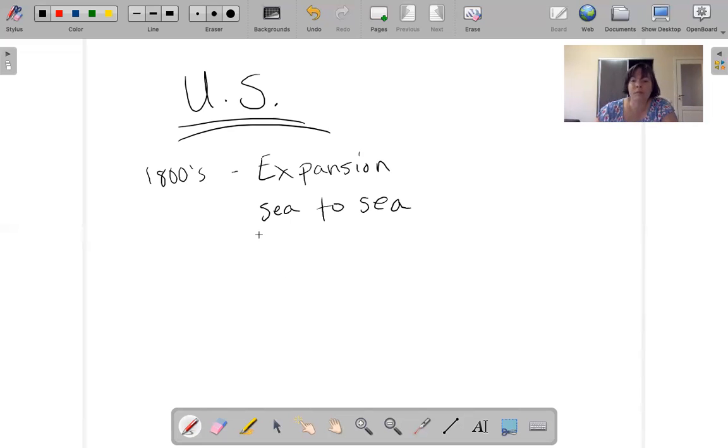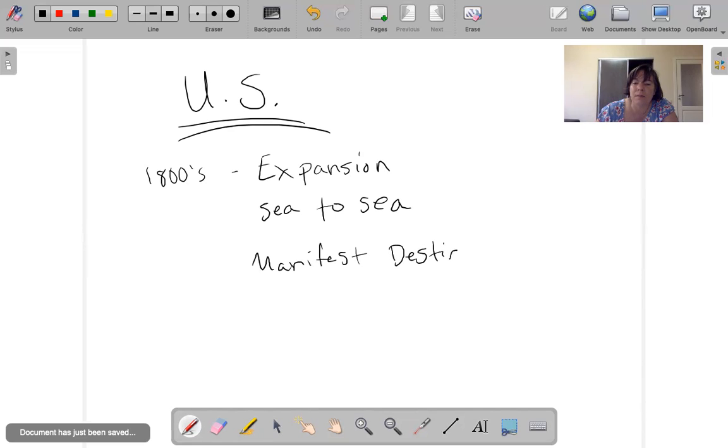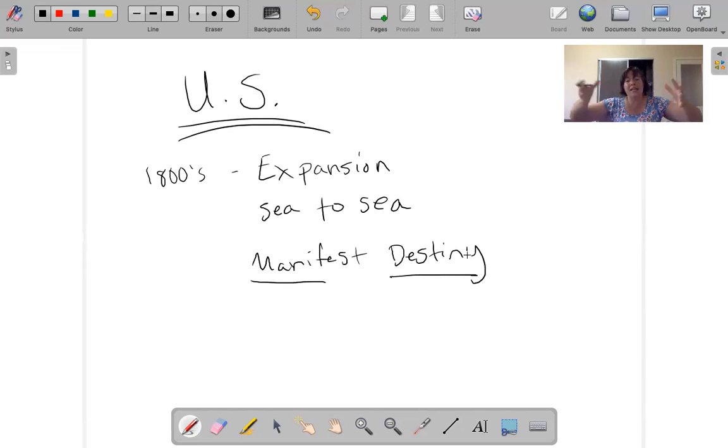And that was called Manifest Destiny. When they wanted to expand, and they did. Manifest destiny. To manifest means to make, and your destiny is your future. They manifested their destiny by talking about it. They said, we're going to make America bigger, and they did.